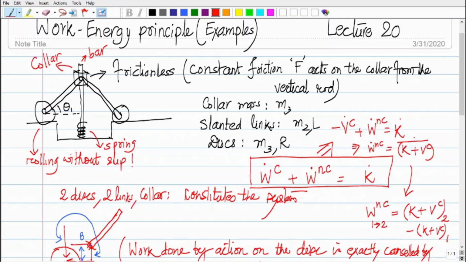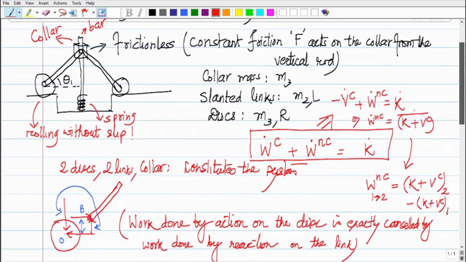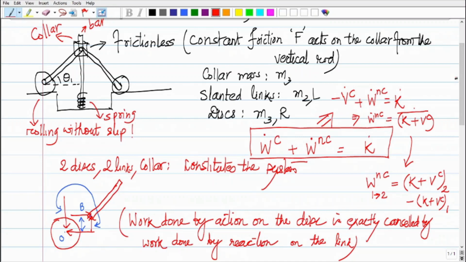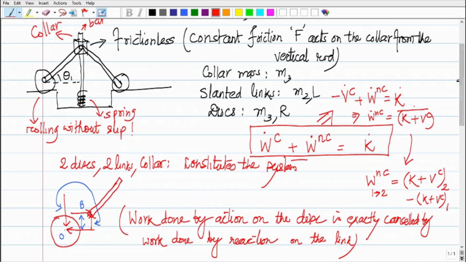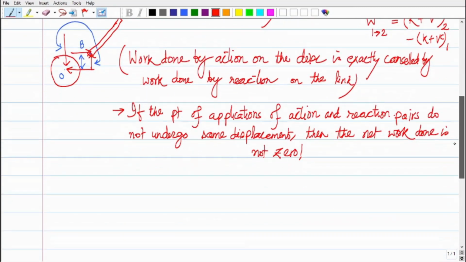Okay, so how to find these things? So maybe let's first try to write down the kinetic energy of the system and also the potential energy of the system, and then we can apply the work energy theorem. Okay, so for the kinetic energy, you see we need the velocity of the collar which is prescribed, and we want to find out everything else in terms of the velocity of the collar. So let's see how we can find it.